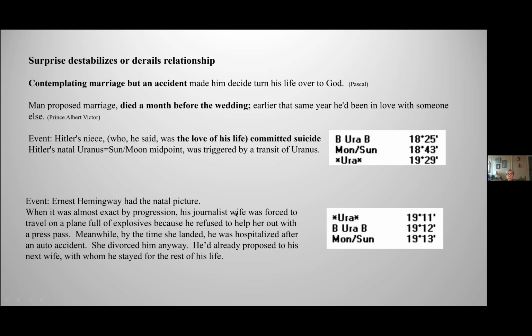When it was almost exact by progression, he had a wife who was a journalist, and he refused to help her out with a press pass. This was during the war, and she was forced to travel on a plane full of explosives. So, period, that happened. And by the time she landed, he was hospitalized because he'd had an auto accident. She divorced him anyway, but he'd already proposed to his next wife, and they stayed together for a long time. So there we go with surprises and the relationship being derailed.